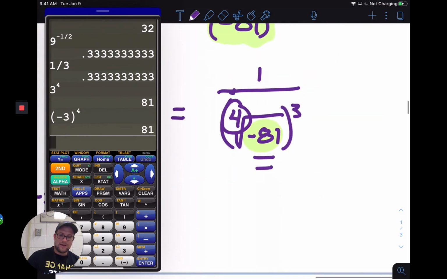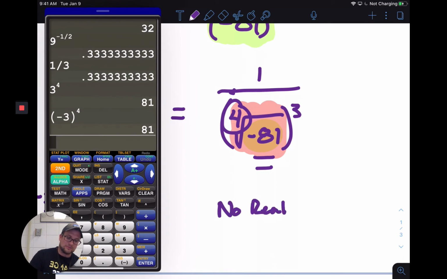Which means we have no way to compute the 4th root of this because it's not going to give us a number. There is no number that makes that true, which means there's no number we could cube, which means there's no number that we can divide by. So in this situation, we would say no real answer.